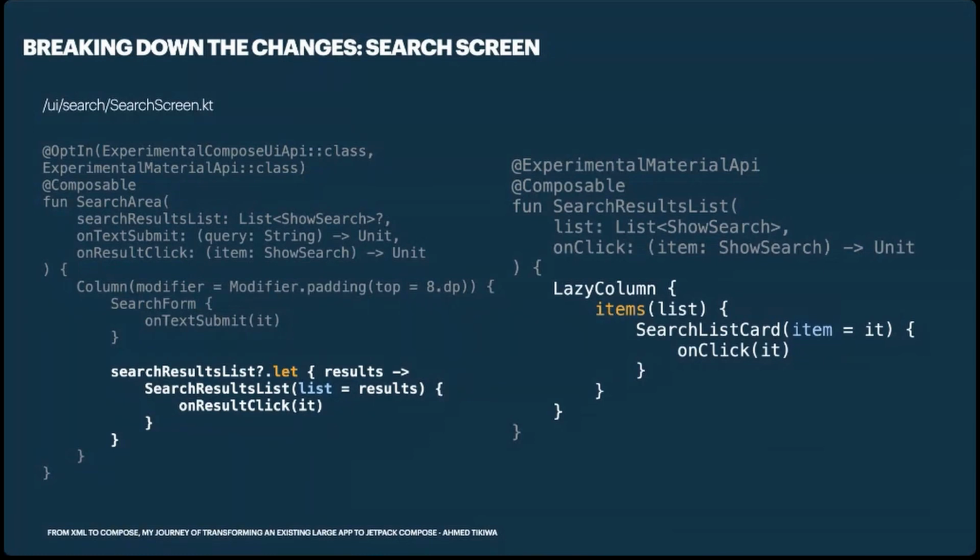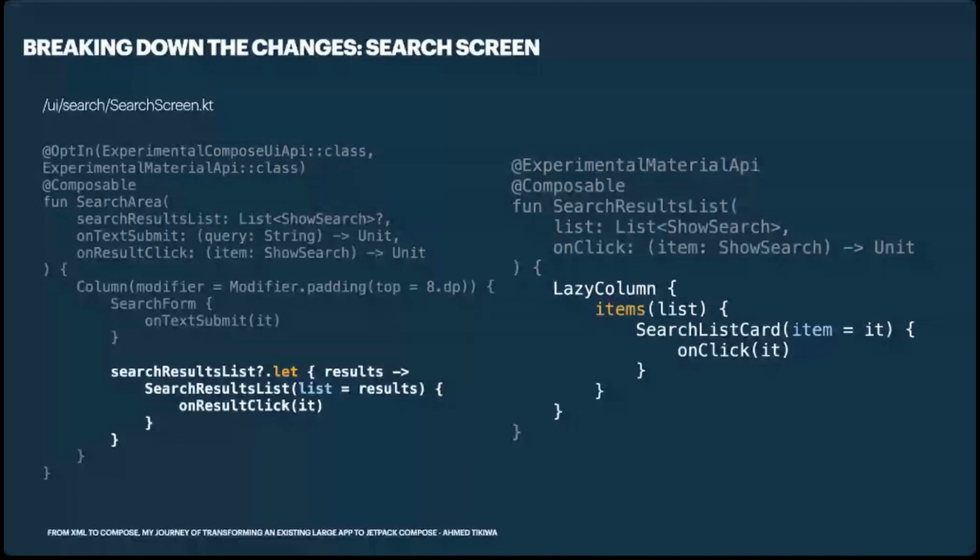So lazy column and its counterpart, the lazy row, simply take a list and, inside the lambda referred to as the lazy item scope, define which composable represents the column or the row for that list, similar to when you'd create an XML layout for a view holder. This time you create a composable that represents that column or row.